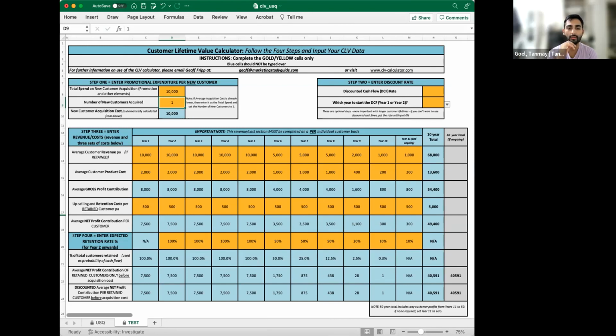So Ed, just to confirm, this lifetime value is basically for the company that they are challenging, or is it for the specific feature that they're trying to build? Yeah, that's a very good question.